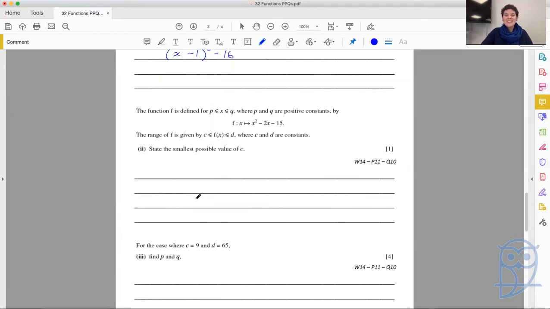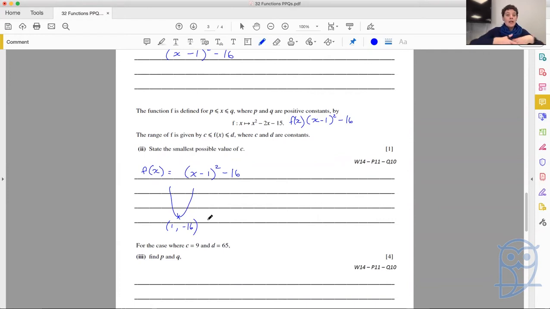So, do you understand domain, range, and inverse of quadratics? That's what this question is really getting to grips with. So we know here that (x minus 1) all squared minus 16 is the same as our f(x). So, f(x) equals (x minus 1) all squared minus 16. If we were to sketch our curve, it would look like this, and our vertex would be (1, minus 16).